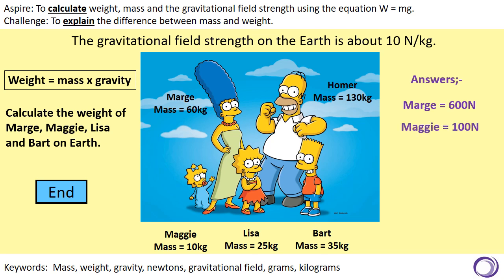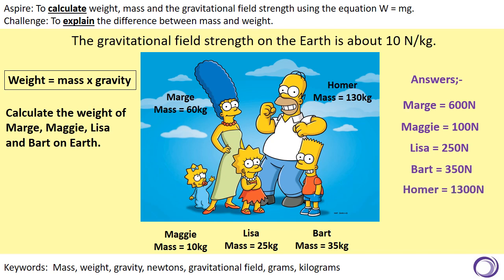Maggie, 100 newtons, because it's 10 times 10. 1 mark for 100, 1 mark for newtons. Lisa, 250 newtons, because it's 25 times 10. Bart, 350 newtons, it's 35 times 10. And Homer, 1,300 newtons, because that's 130 times 10. So give yourself a mark out of 10. Well done if you've got that right.